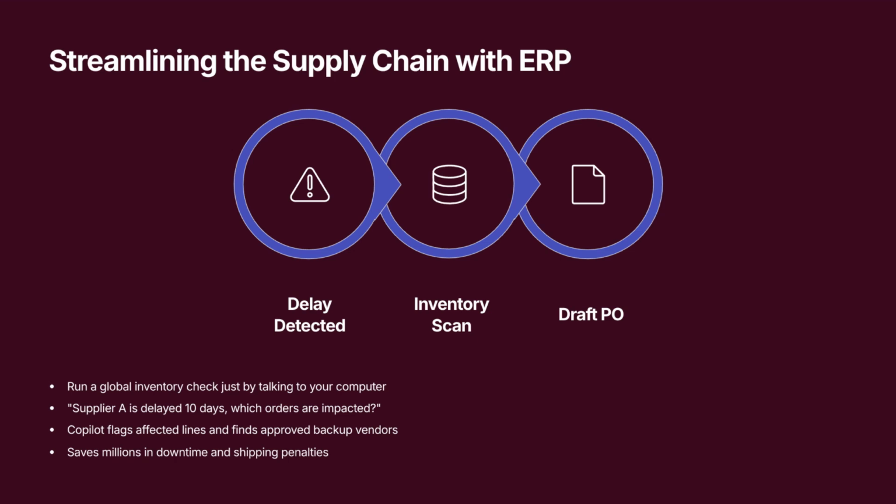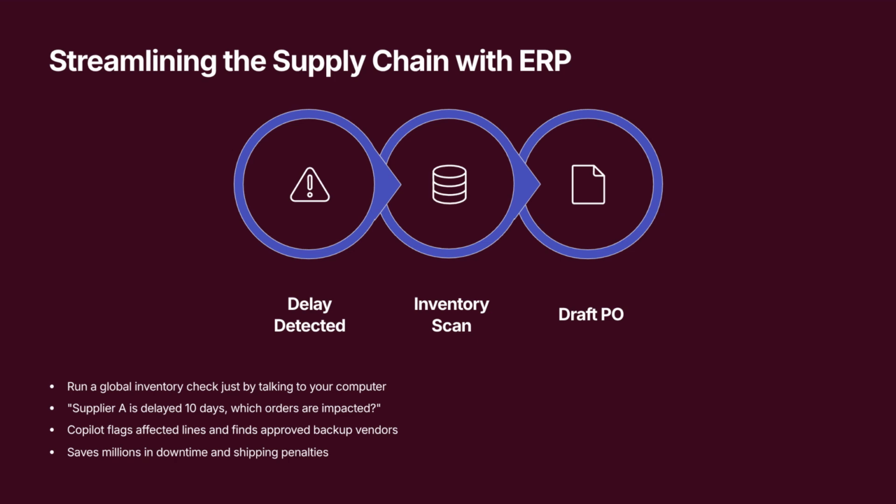With Copilot integrated into your ERP architecture, the manager can simply type, "We just learned supplier A is delayed by 10 days. What manufacturing orders will be impacted, and what alternative vendors have that exact steel part in stock right now?" Copilot scans the deep enterprise inventory tables, flags the specific factory lines that would stall, finds an approved backup vendor in your system, and drafts a purchase order request in seconds.